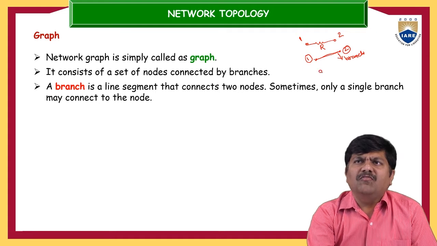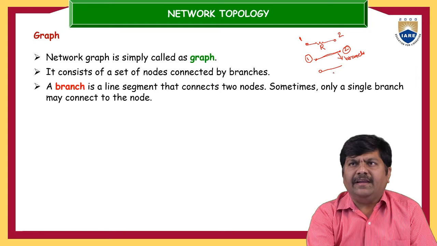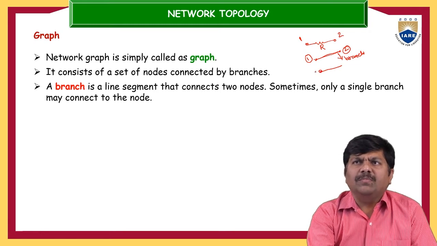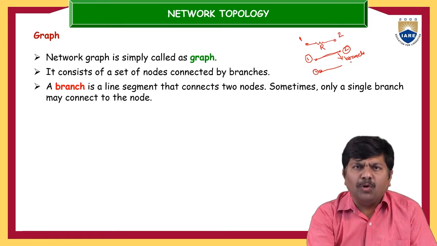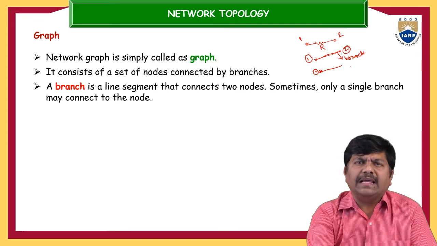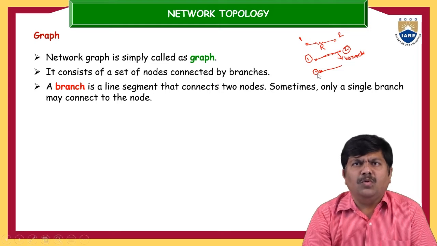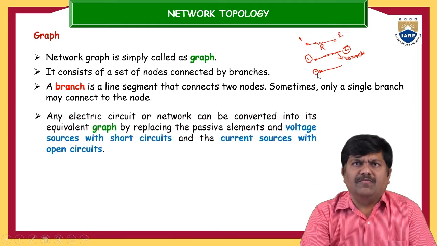Sometimes what happens, one node may be connected and it may be waiting for another node to be added. So in that case, this is node 1 and it is about to connect to another part of the electrical network. Then in that case, this branch can be connected to one node also. That is the meaning of this particular one.